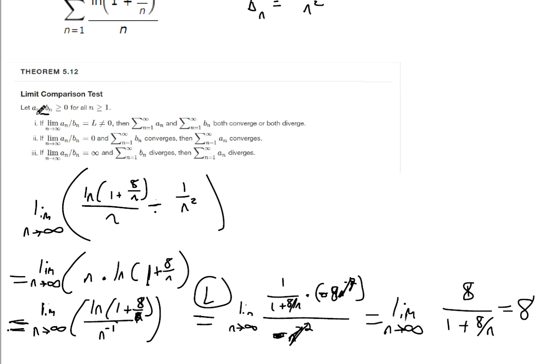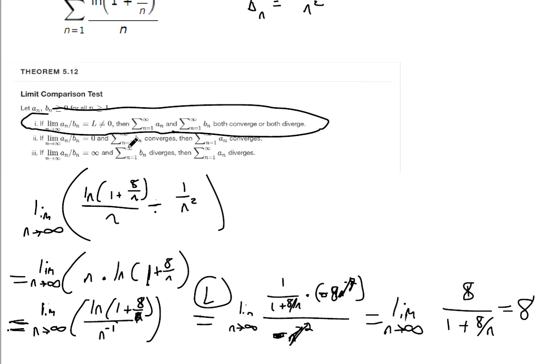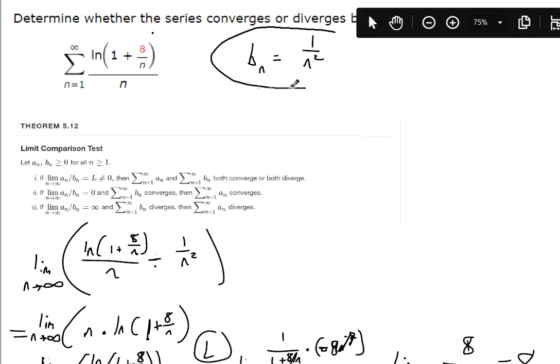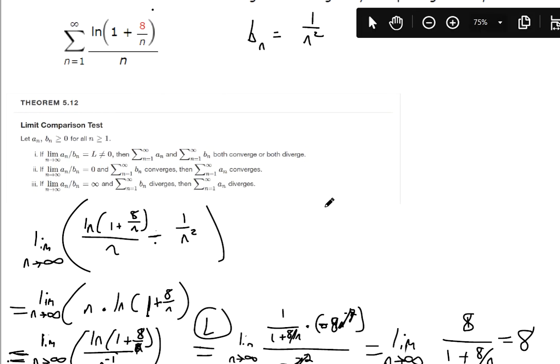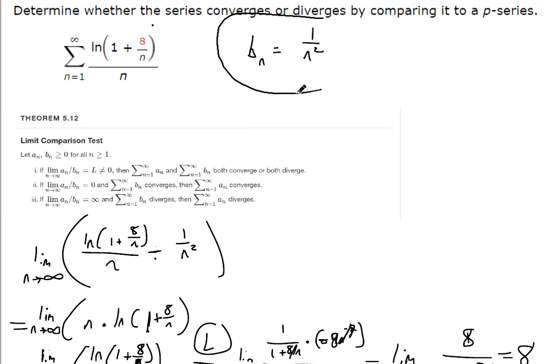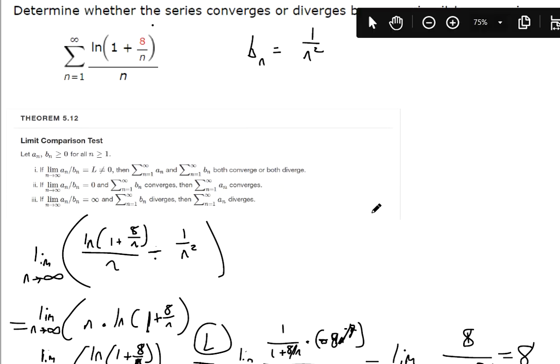So that would be this condition here. The limit came out to be L. In this case, L was 8. Since that condition holds, then a sub n and b sub n both converge or both diverge. This is a convergent p-series. And since we have condition 1 checked off, and since b sub n is convergent, then this is convergent by the limit comparison test.